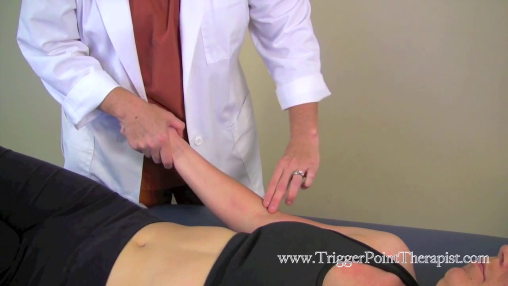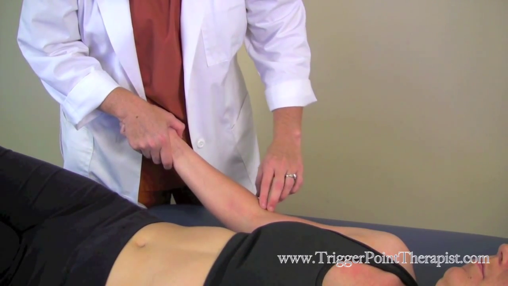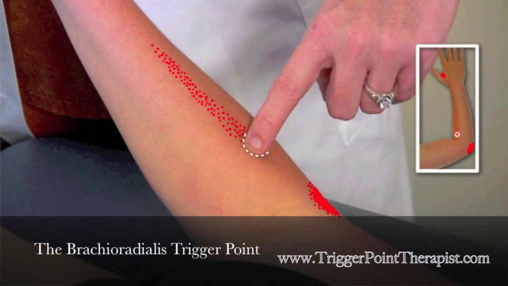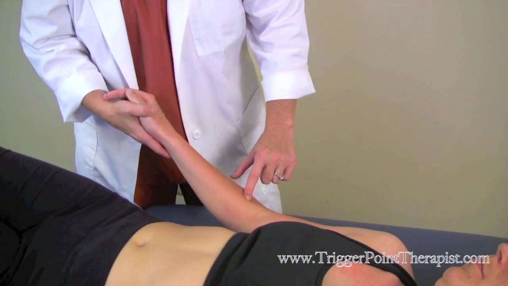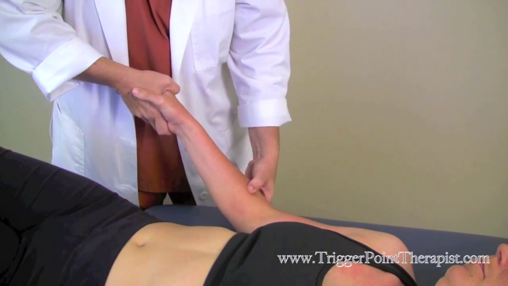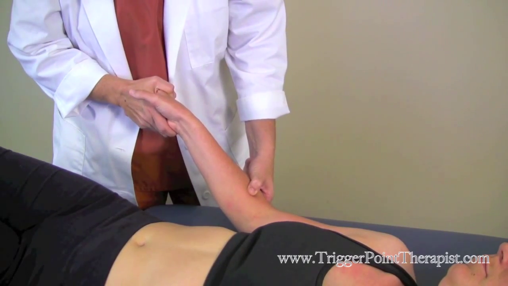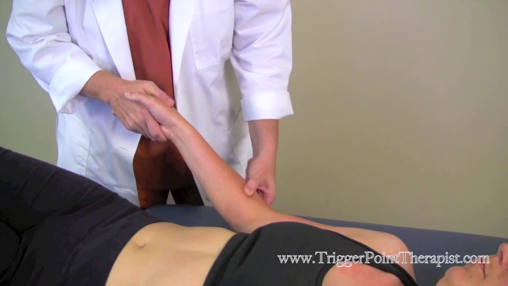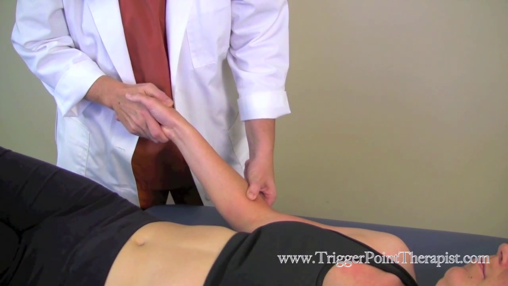Starting at the crease of the elbow, go to the lateral edge and move your contact down 1 to 2 inches. Right on the mound of muscle here is the brachioradialis trigger point. Turn your client's hand into the neutral position as if you're going to shake their hand. Apply pressure with your thumb as you bring the pinky towards the floor. Hold the pressure, then release.